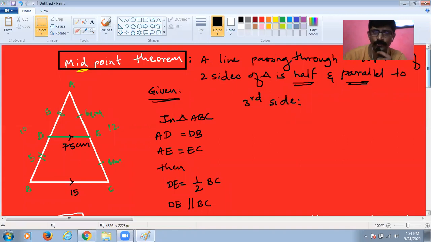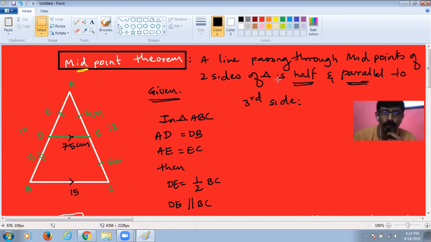Now let me just show you what exactly the statement is. Please start writing quickly in your book. A line passing through, rather it should be line segment passing through midpoints of the two sides of the triangle. Okay, so I'll just rectify this. A line segment joining the midpoints of two sides of the triangle is half and parallel to the third side. So this is what the midpoint theorem statement is.